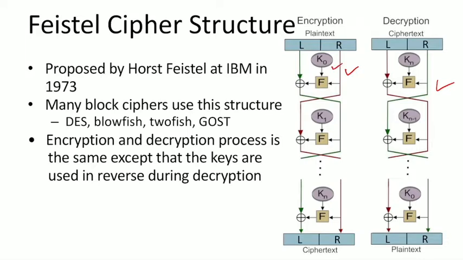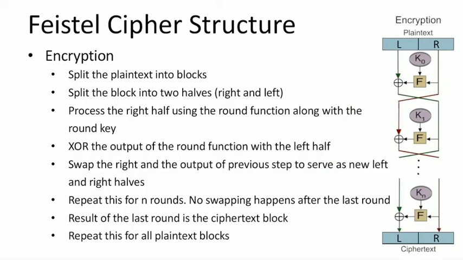So in encryption, we have keys starting from 0, 1, all the way to n, but in decryption, we just reverse the order of the keys. So we start with key n, then key n-1, and then all the way down to key number 0. Everything else stays the same. So let's look at how this structure actually works. Let's look at the encryption process first.